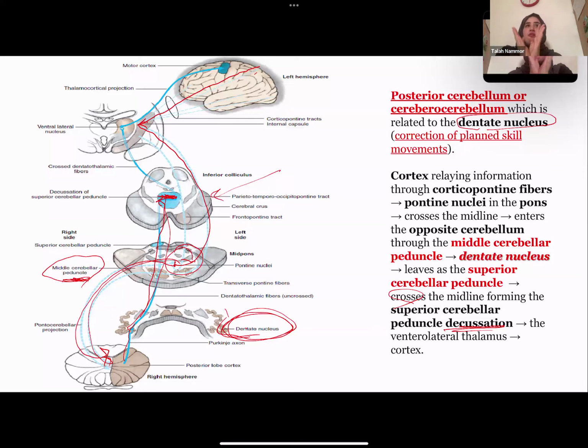Why? Because we're talking about the cerebrocerebellum. So it goes into the dentate nucleus. The dentate nucleus will process everything. It's going to send the output to the midbrain, where it will decussate and then go up from the ventrolateral thalamus into the cortex. Pop quiz: what does the ventrolateral thalamus take care of?